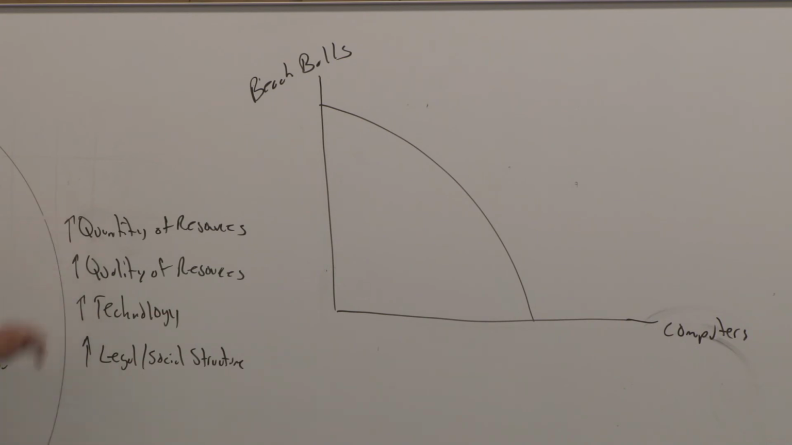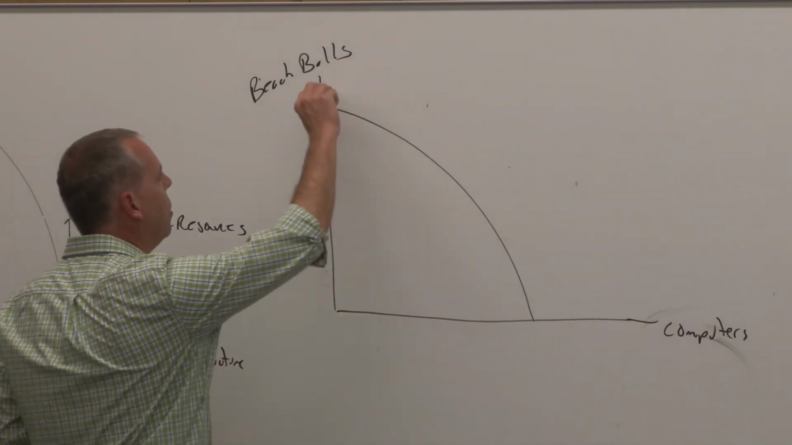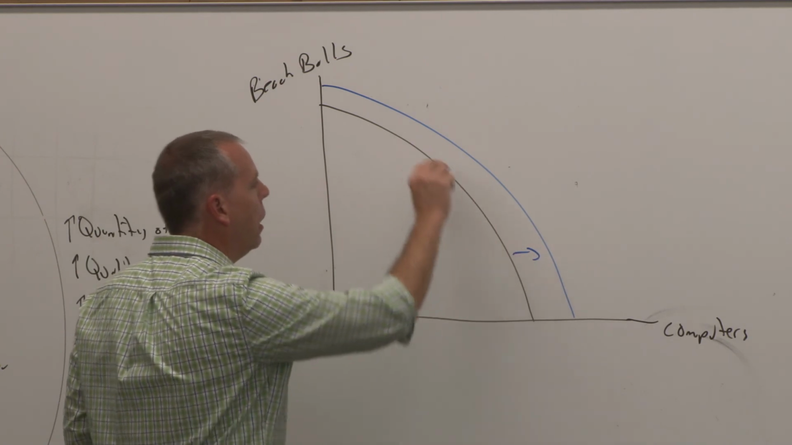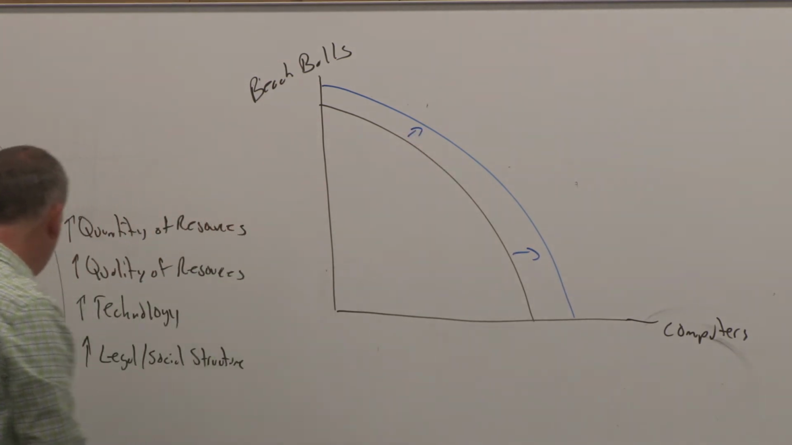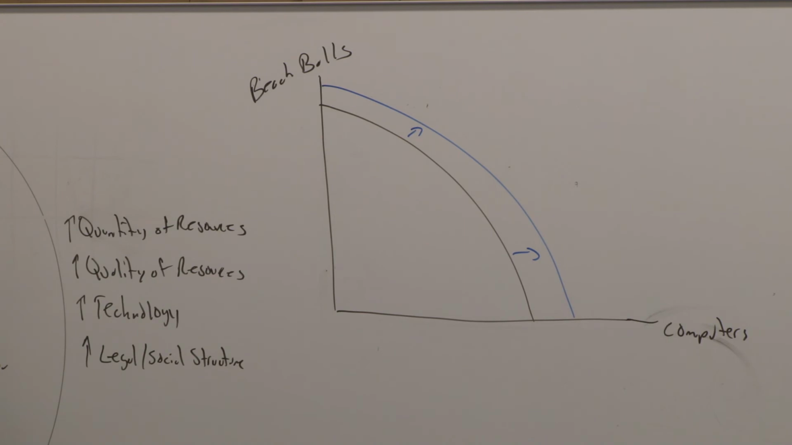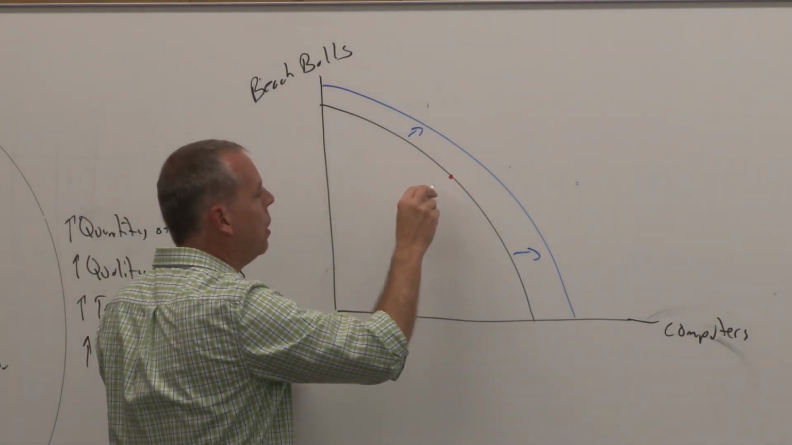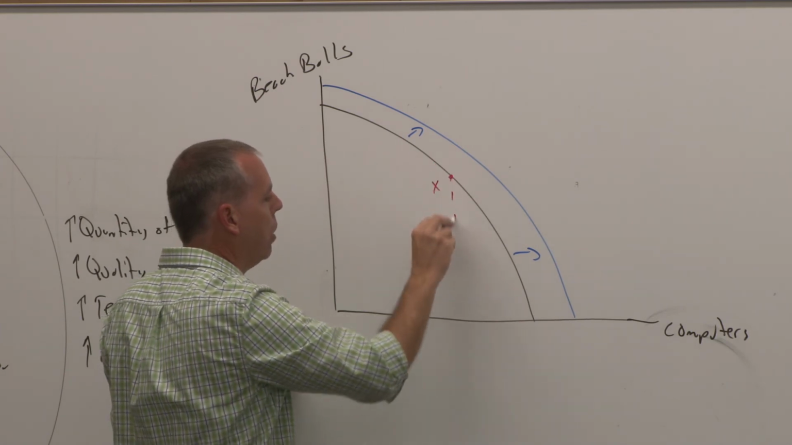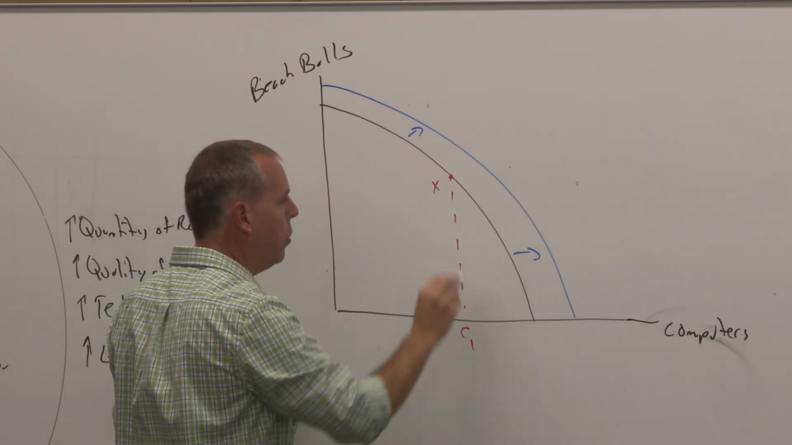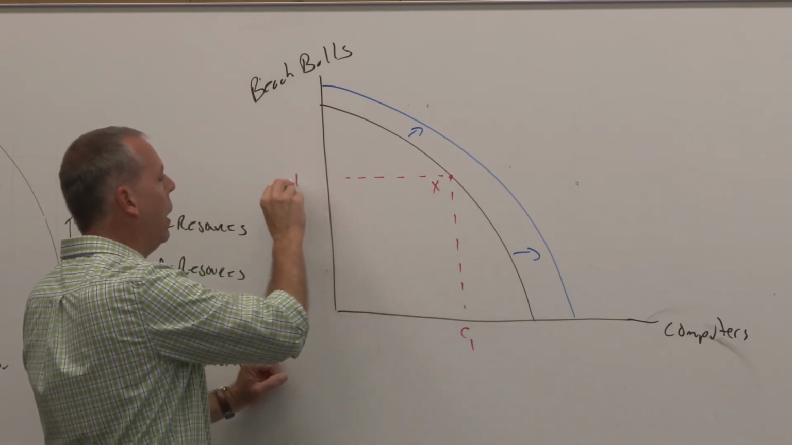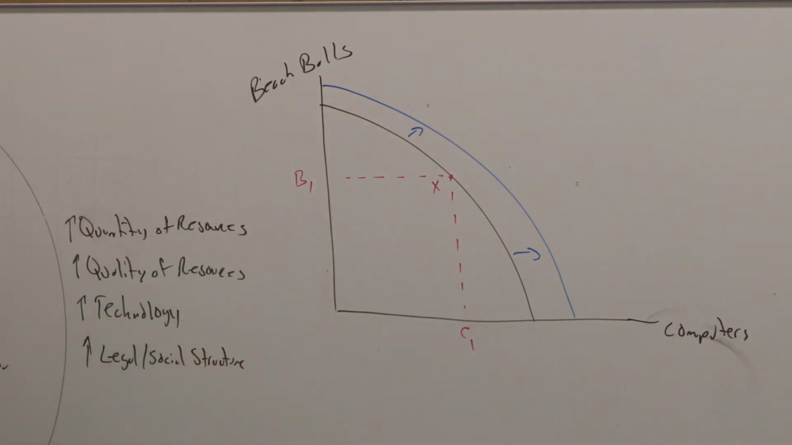So when we have these things changing, right, our production possibilities curve, in essence, is going to shift out. All right? And so we have like this guy right here. I'll call this guy point C. Or let's call him point X. So here we have C1 and B1. And thanks to this increase in the quantity or quality of resources, this change in technology, or our legal and social structure changed in such a way that we were actually able to make more stuff.